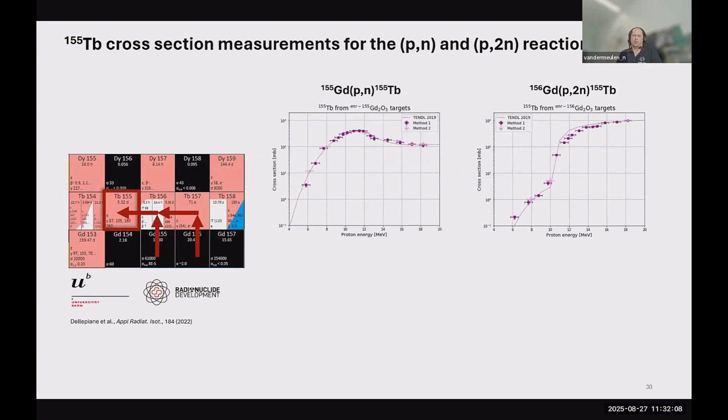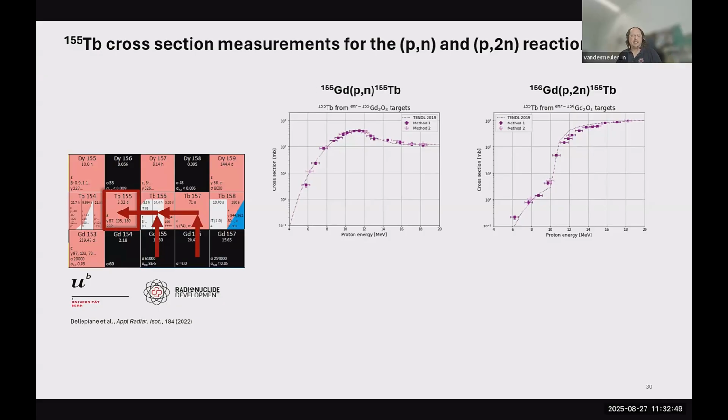And one can do this with different energies, and one can see here, and this is just an example, and the main reason why I'm touching on this is because of the enriched target material that we have. This is now for terbium-155, where we have target material like gadolinium-155 or gadolinium-156 that is 91 to 93% enriched. And that's pretty cool. We can produce terbium-155 via the PN reaction using a medical cyclotron, or the P2N reaction using the medium energy cyclotrons.